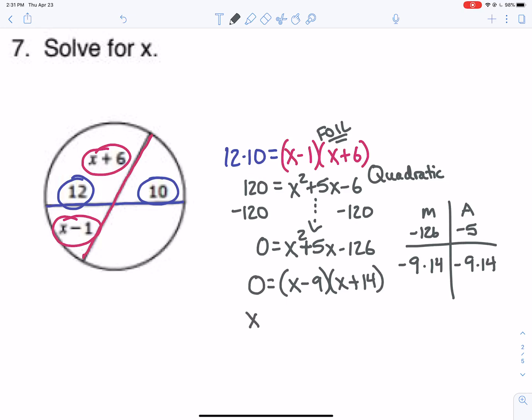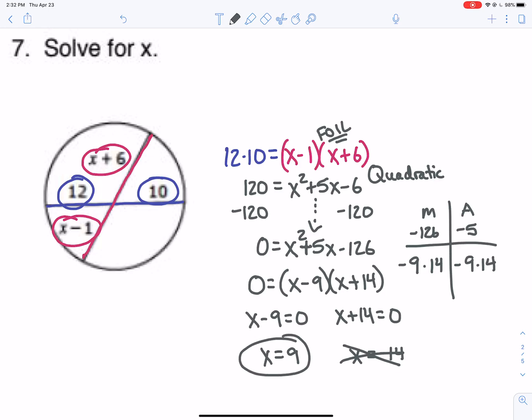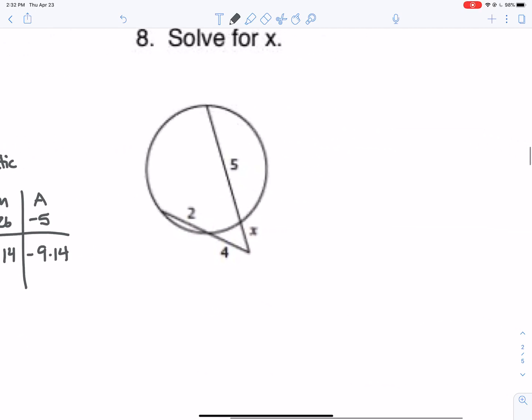And then remember, with factors, you set them equal to 0 to finish solving the quadratic equation. So x minus 9 equals 0 and x plus 14 equals 0 would give me that x could equal 9 or x equals negative 14. But then negative 14 would not make sense with our figure. So that is an extraneous solution. We just get x is equal to 9. Okay, so one more example.